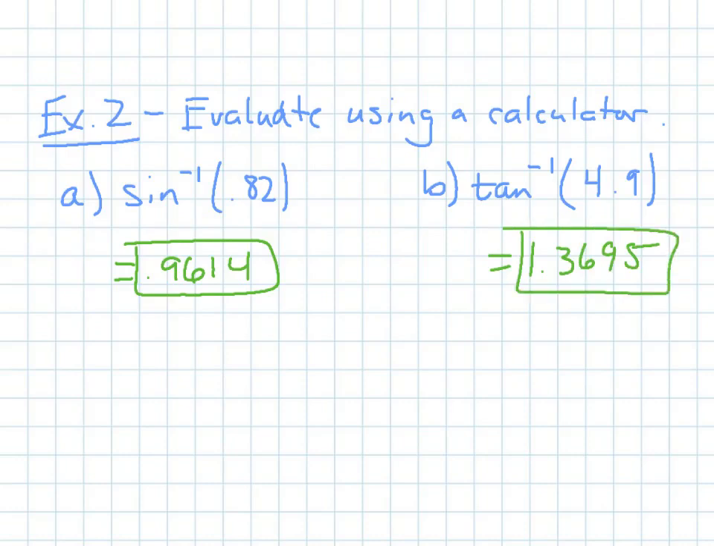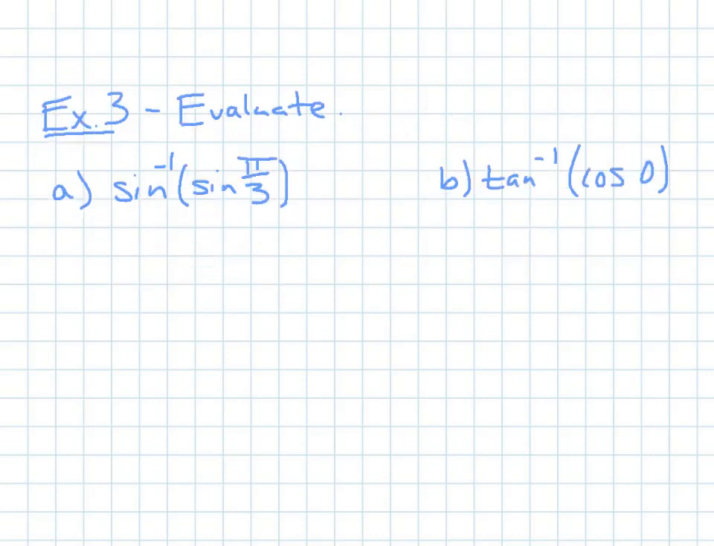Okay, so that'll be my answers. Pretty slick on that one. Okay, here sometimes there's compositions of functions. So first find the inside. So sine of pi over 3 would be square root of 3 over 2.